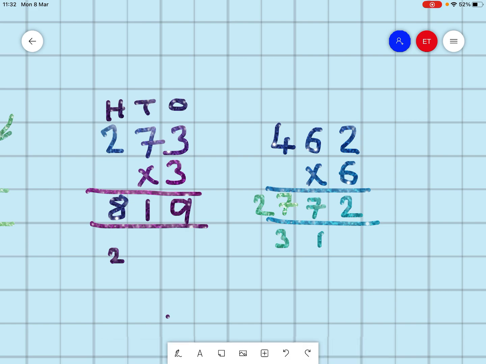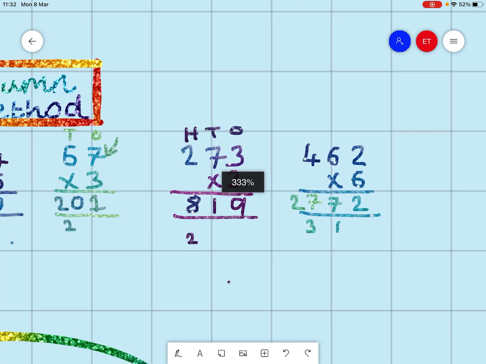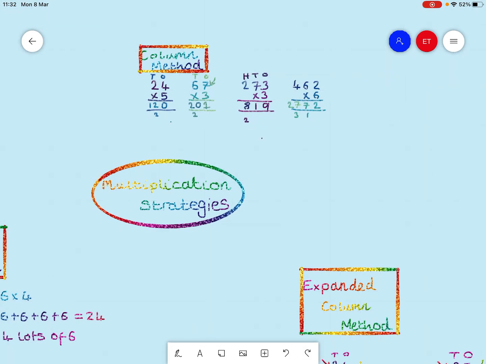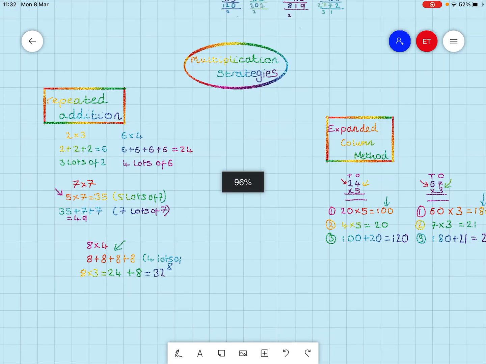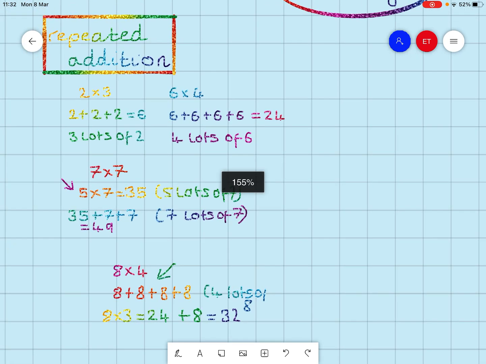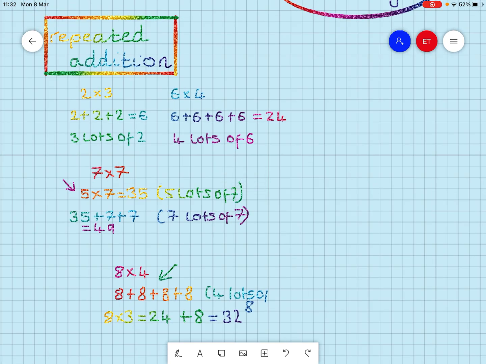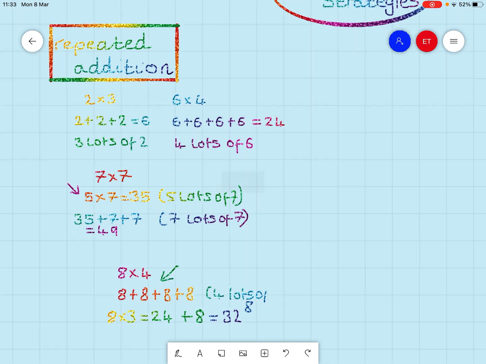So if you use this method, you must remember to carry over. And if you think you're going to get confused by that or forget, then that's why I'm suggesting to use the expanded column method. And if you still find that a bit too much, just continue to use repeated addition until you feel fully confident in multiplication.